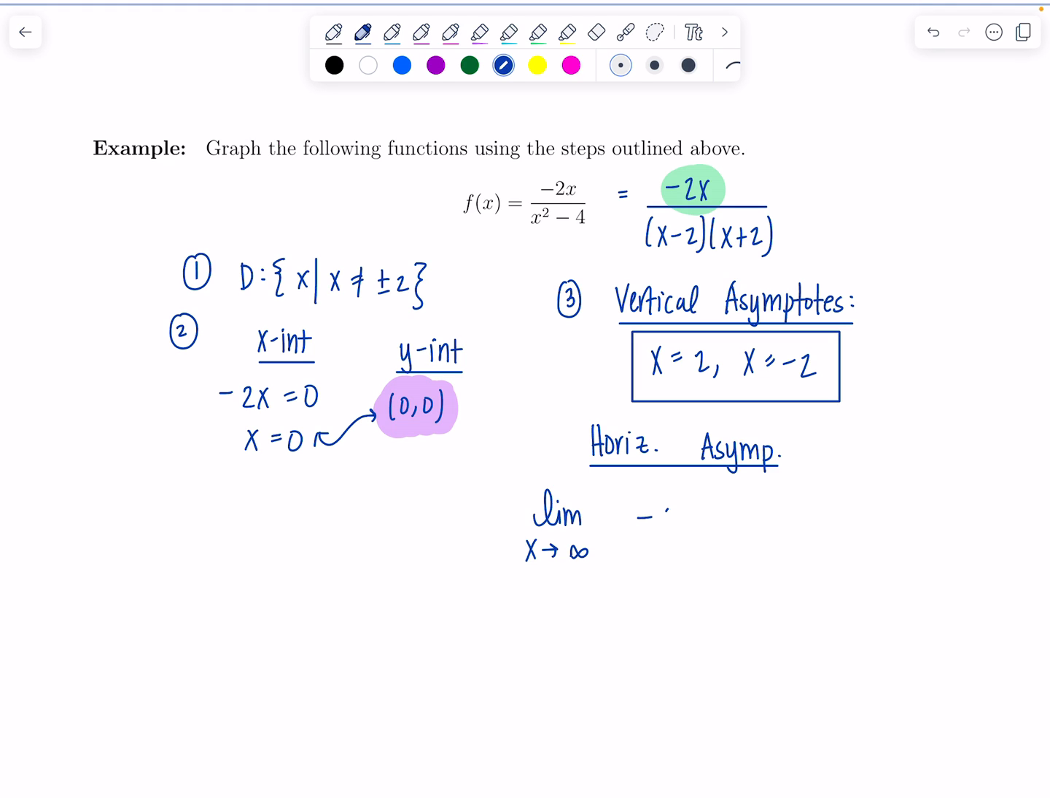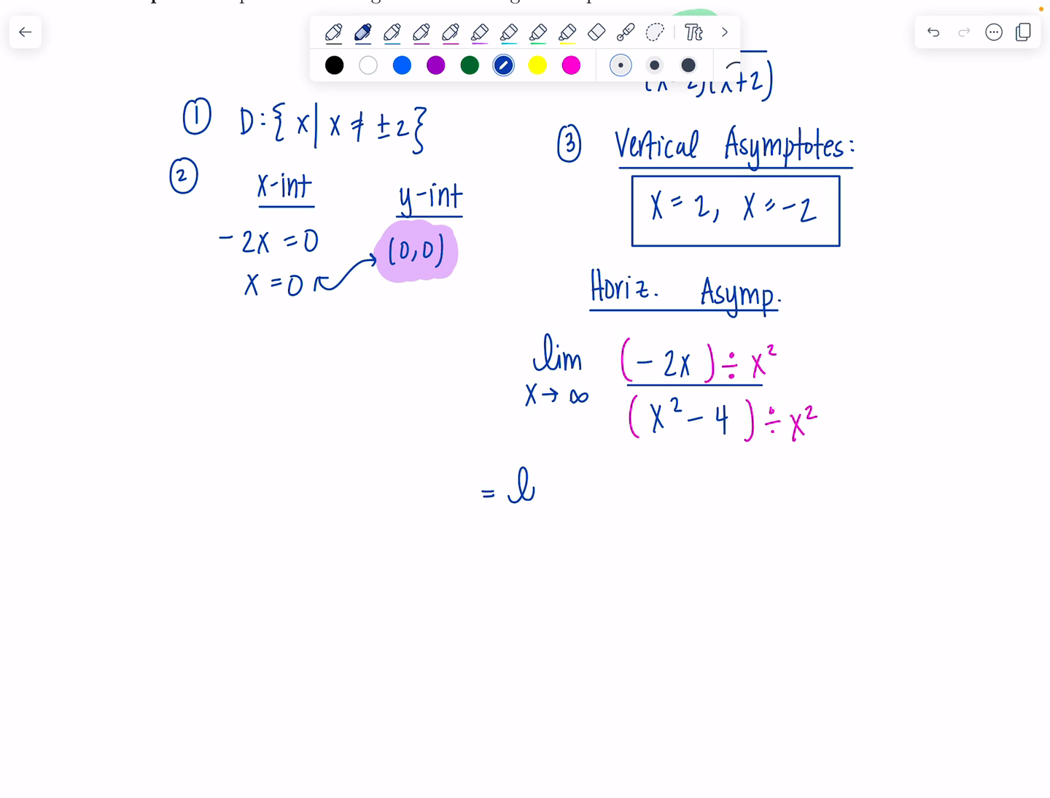So we have negative 2x, I'm going to use the OG version before I factored, over x squared minus 4. So divide by the highest power of x in the denominator. We're dividing by x squared in this case. And then let's simplify and see if we can evaluate this limit. So this is the limit as x approaches infinity, negative 2 over x over 1 minus 4 over x squared. And then as x approaches infinity, we know 2 over x, that's going to go to 0. So is 4 over x squared. So I'm just left with 0 over 1, which is 0.